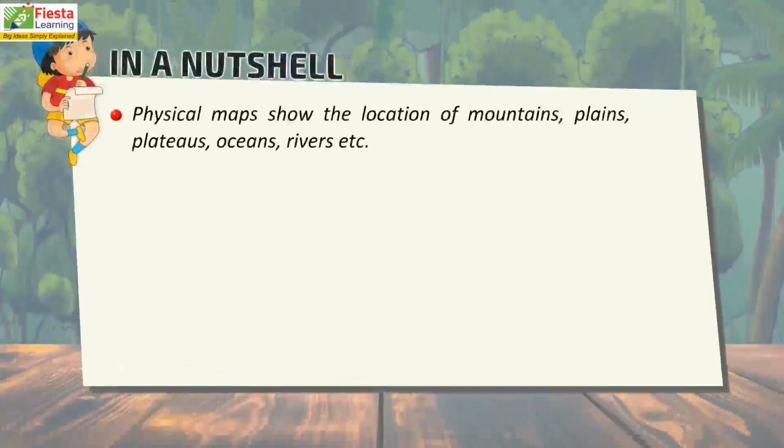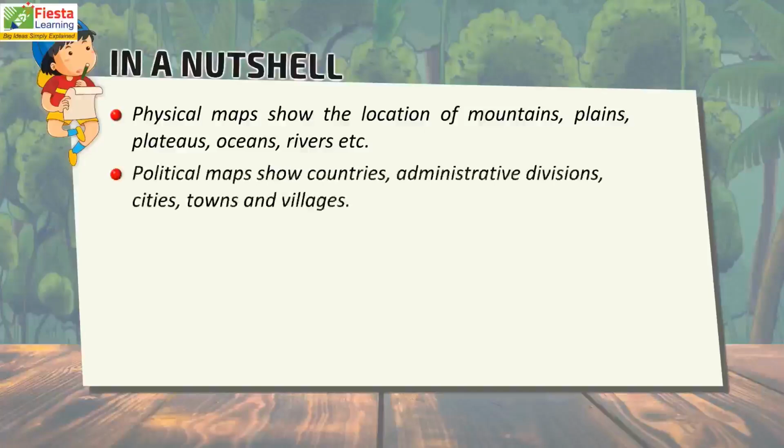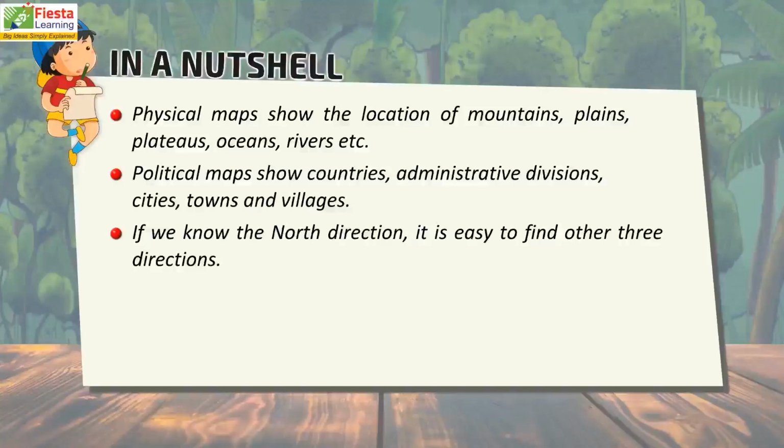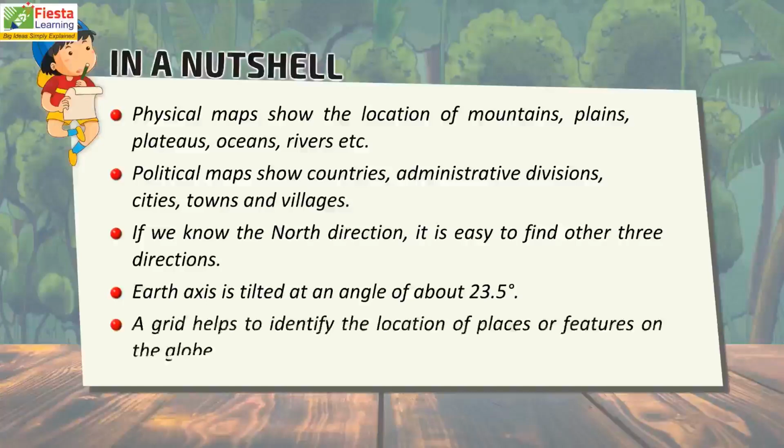In a nutshell, physical maps show the location of mountains, plains, plateaus, oceans, rivers, etc. Political maps show countries, administrative divisions, cities, towns, and villages. If we know the north direction, it is easy to find the other three directions. Earth's axis is tilted at an angle of about 23.5 degrees. A grid helps to identify the location of places or features on the globe.